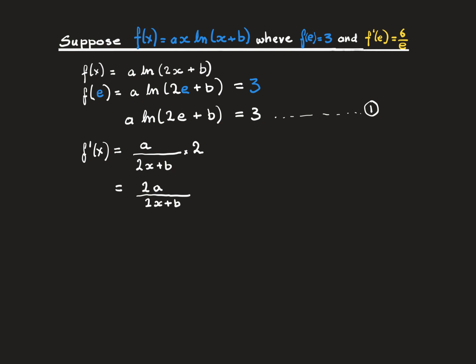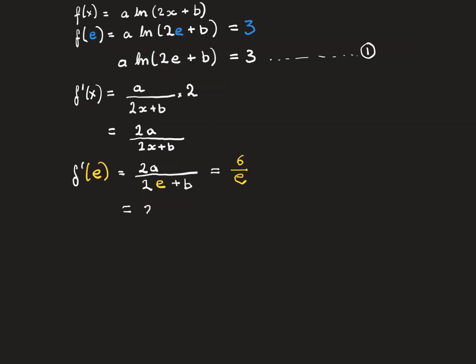Alright, now we're also told that the derivative at e, which is 2a over 2e plus b, is equal to 6 over e.